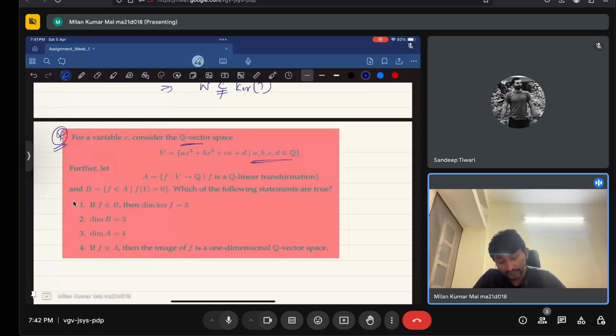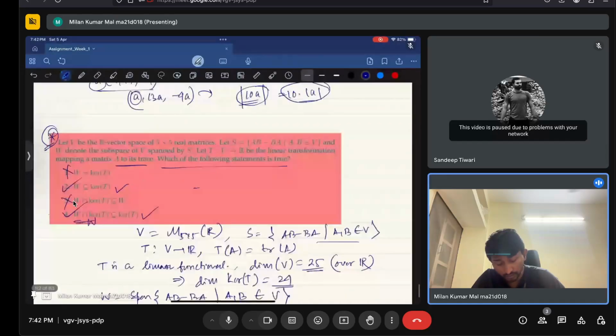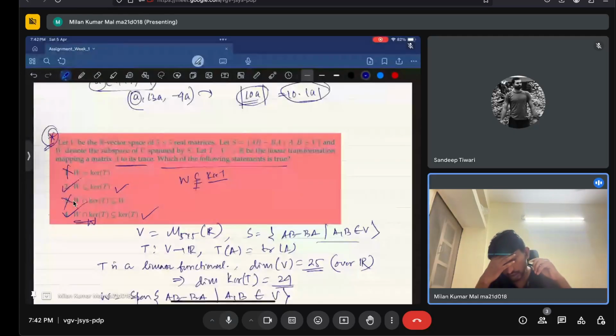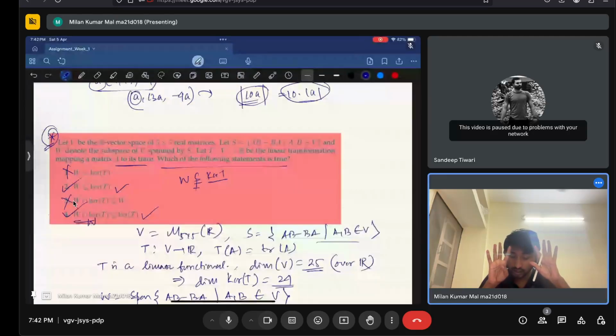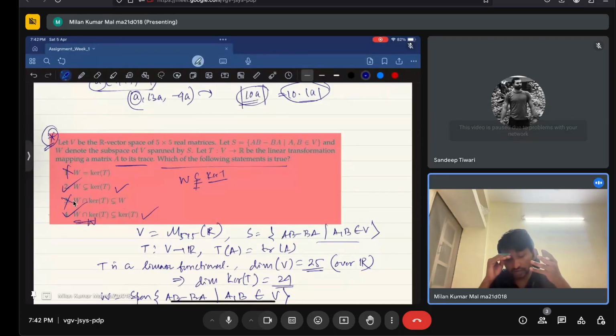So you can check here whether multiple options are possible, because it seems to me that multiple options are correct. Whenever W is a subspace of kernel T, we get that W is a proper subspace of kernel of T, not the complete subspace, right? W will be a subspace of the real vector space of R by R matrices, but the diagonal entries of W will be 0, because those are actually the linear span of AB minus BA, and AB minus BA has diagonal entries 0. Therefore W is a subspace of the kernel of T.